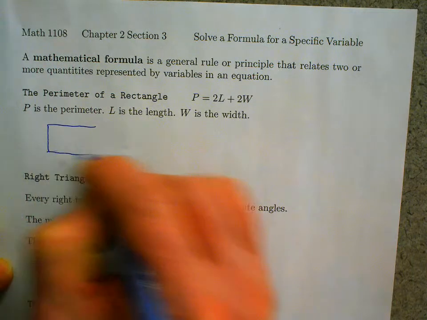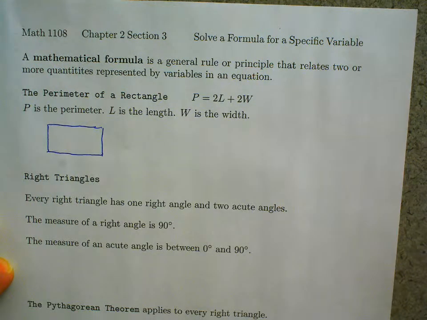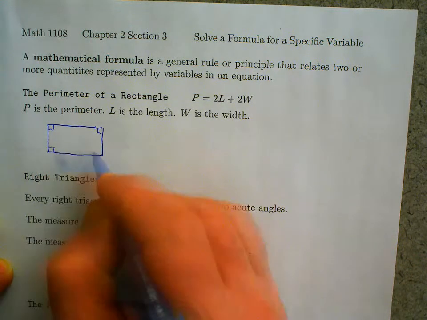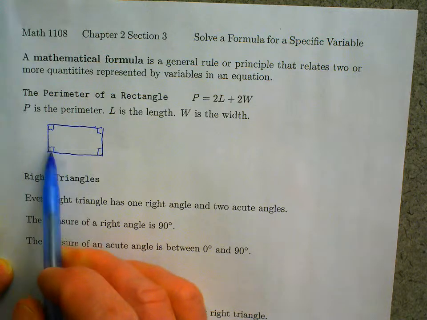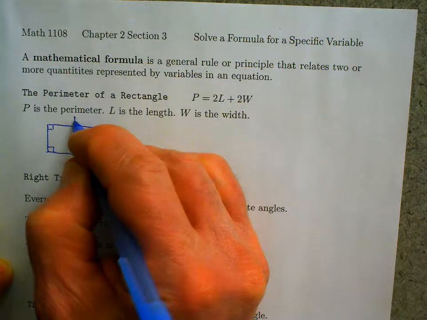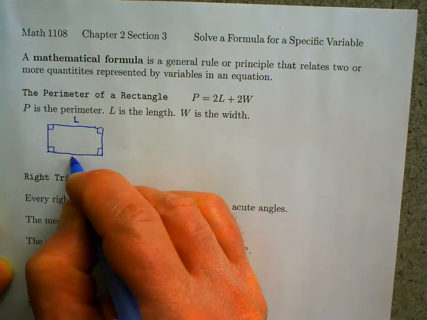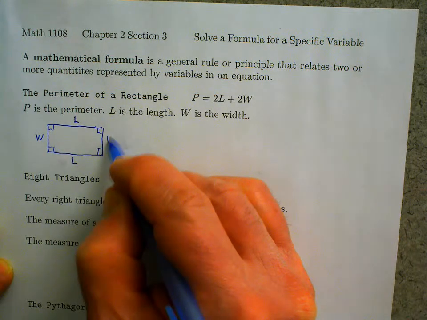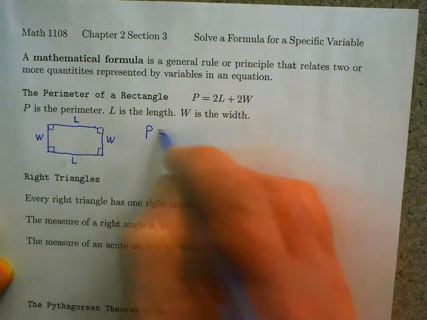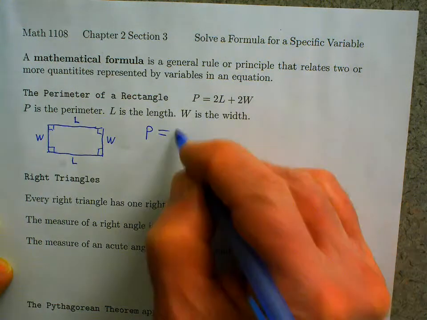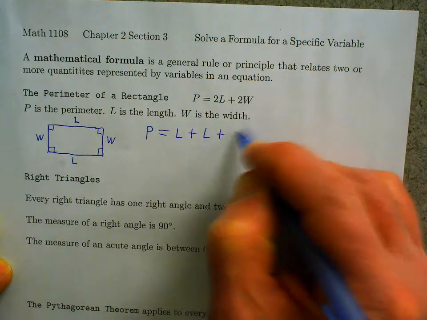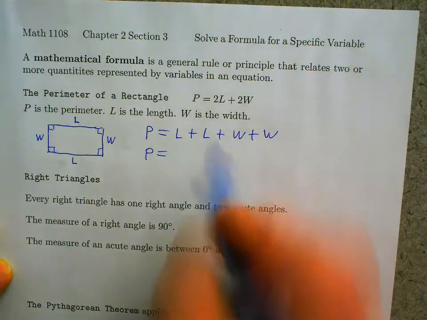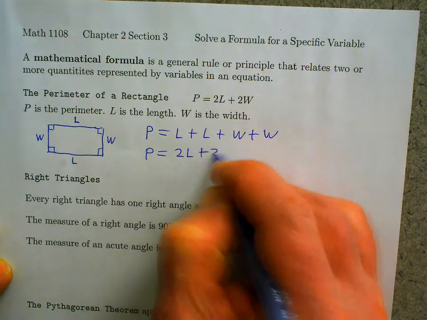So we draw a picture of a rectangle. A rectangle has its four sides and it has four right angles, or four 90-degree angles. And if we label the two lengths capital L, and the two widths capital W, then the perimeter around that is L plus L plus W plus W. And then combining like terms, it's 2L plus 2W.